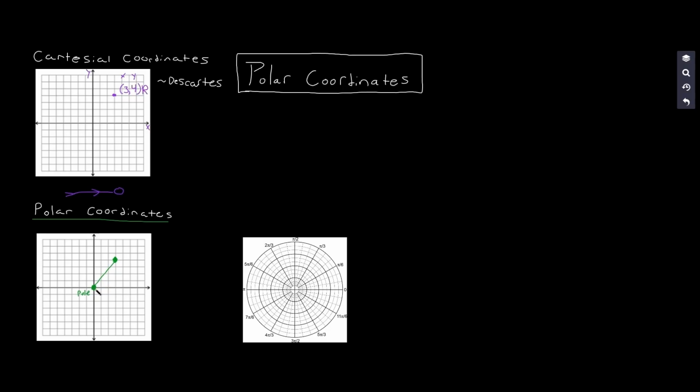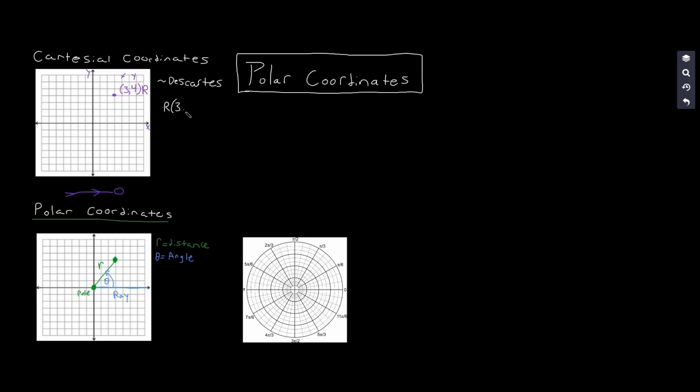The distance from you at the pole to that point is denoted as r, a lowercase r, and r is the distance. But what about how you got to that point? What's the angle between the x-axis, which is no longer really the x-axis, it's a ray, it's a line? How did you get this angle here? And what is this angle? Well, that's angle theta.